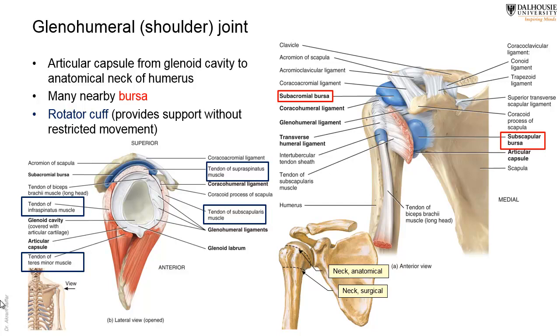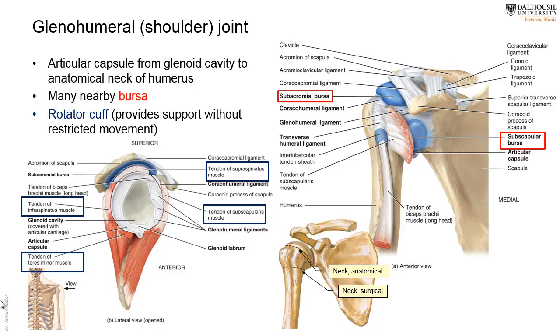The surgical neck is called surgical because it is the place where the humerus commonly fractures. Not all the time, but it's a place where the humerus commonly fractures. Anyhow, the capsule is not attached to the surgical neck. It is attached to the anatomical neck of the humerus, and it is thickened by ligaments. And there are bursae. Remember the bursae, which are like pillows of synovial fluid.